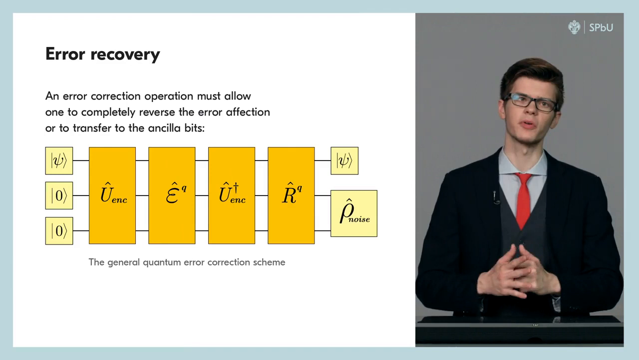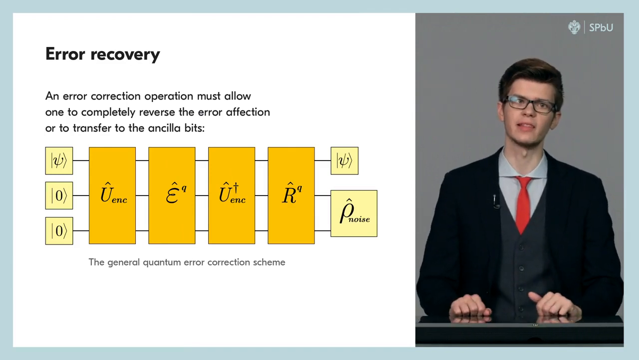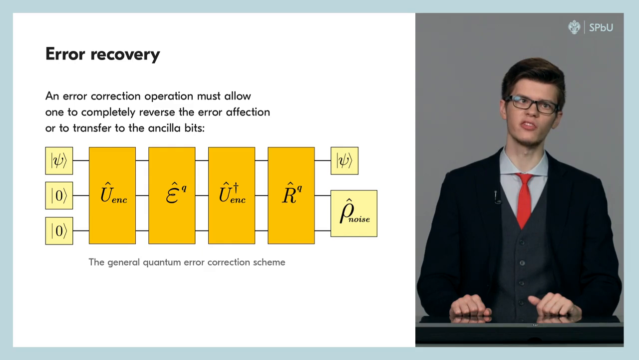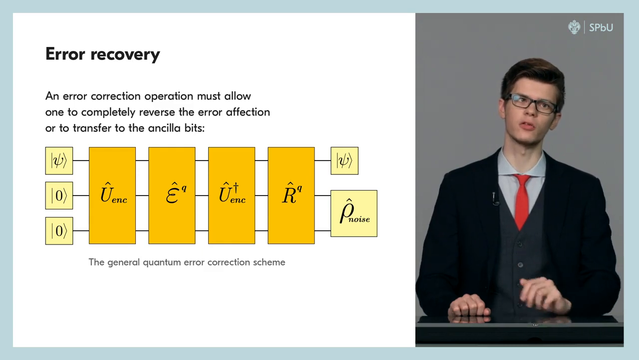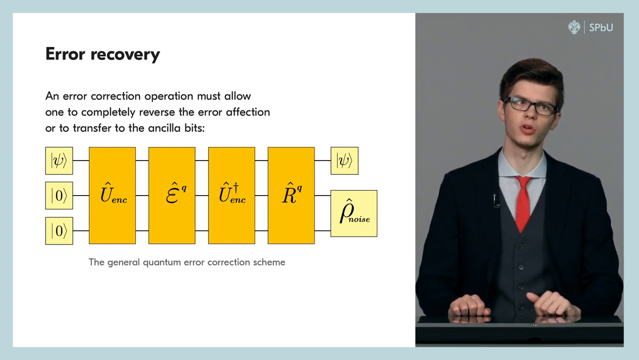The general quantum error correction scheme is presented on the last slide. The qubit in the state Psi and the pair of ancilla qubits in 0 states are brought to the input. Then the encoding procedure, that is a certain unitary transform U-enc, is applied. After that, an error may occur in the encoded qubit that corresponds to an error operator EQ acting on the logical qubit state. Finally, if the error is correctable, the detecting procedure is applied.